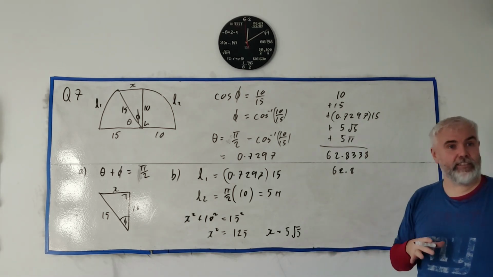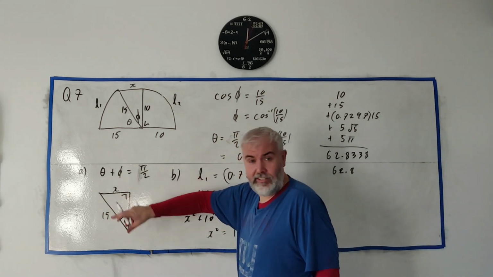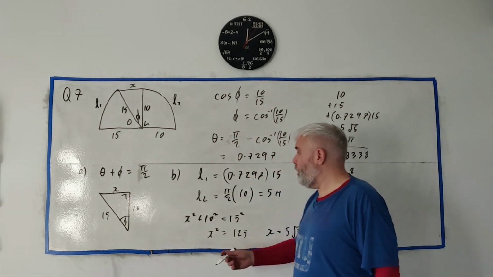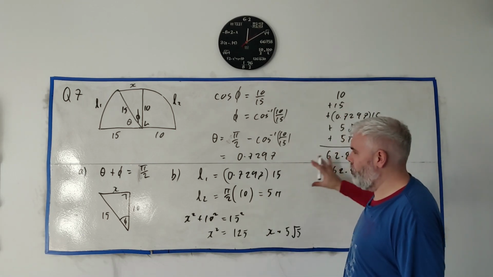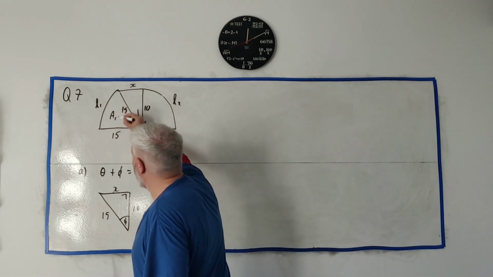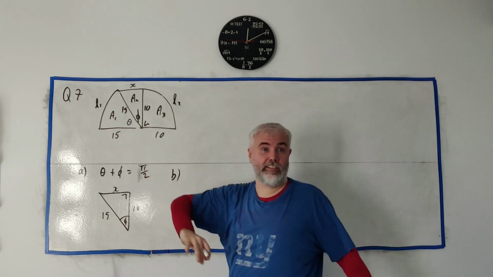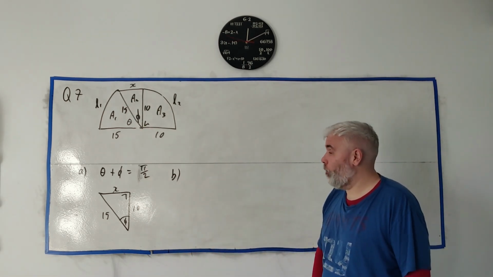Now we just need to find the area, and finding the x already is actually half the work. But let me clean all this out, and we'll do the area. Okay, to do the area, let's name some of them. We'll say A1, A2 and A3, because really we just add those 3 areas together and we're done.